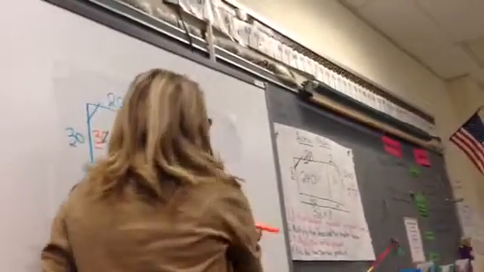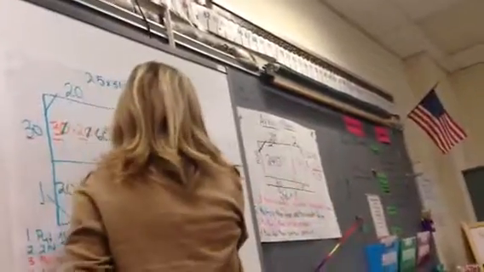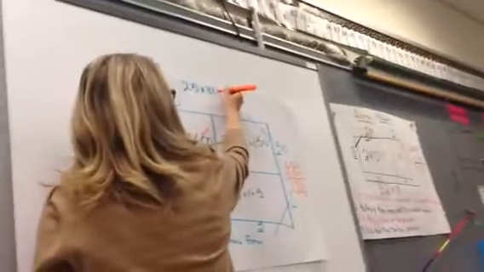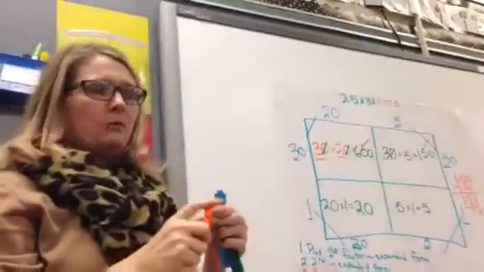5 plus 0 is what? 5. 5 plus 2 is what? 7. 7 plus nothing is what? 7. So our total product is 775. Woo! Can you believe you did that? Yeah. Okay, thanks, Keon.